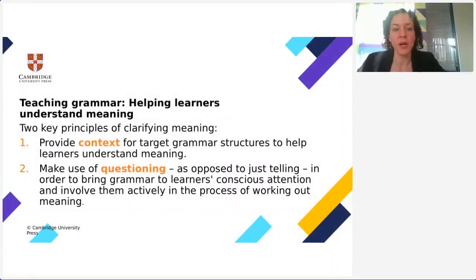Okay, so the key principles of clarifying meaning for grammar would be providing context for the target grammar structure to help learners understand the meaning. And the second, make use of questioning as opposed to just telling. Ask questions instead of telling how it should work, in order to bring grammar to learners' conscious attention and involve them actively in the process of working out the meaning.